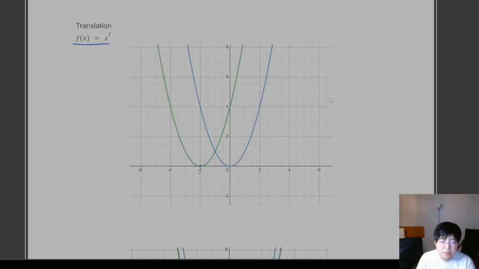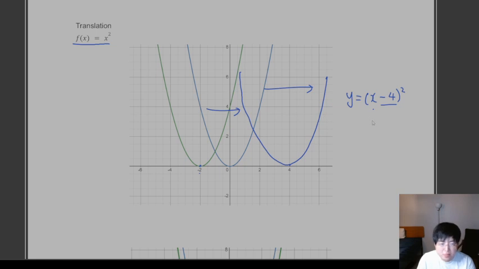Then it's easy to guess how to shift the graph to the right, right? So if y is x squared and I want to shift this to the right by 4 units, then what should I do? That's going to be y is (x - 4) squared. So we subtract 4 from x to shift the graph to the right.